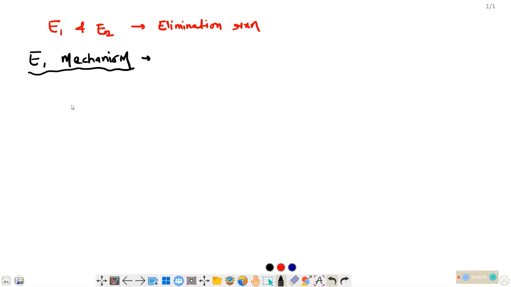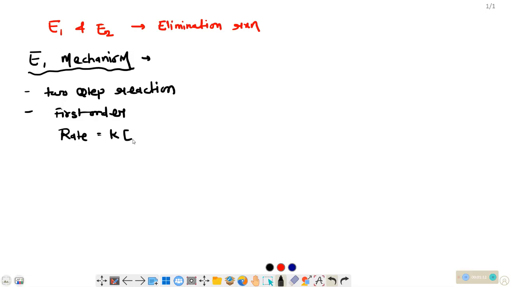So this is a two-step reaction, and it is a first order reaction. Why first order? Because the rate of reaction only depends on this substrate, which is alkyl halide. Rate only depends on alkyl halide, which is the substrate. So let us see the mechanism of this reaction.